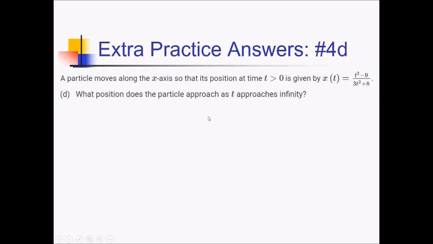On the last part of this problem, we want to know what position the particle approaches as t approaches infinity. So basically, we need to figure out the limit of the x of t function as t approaches infinity. Because we're approaching infinity, we're allowed to ignore slower growing terms, choose our champion, so to speak. So we can rewrite this function as the limit as t approaches infinity of t squared over 3t squared. And once we've done that, we can just cancel out those t squareds to get 1/3.